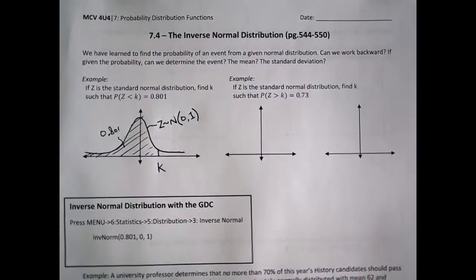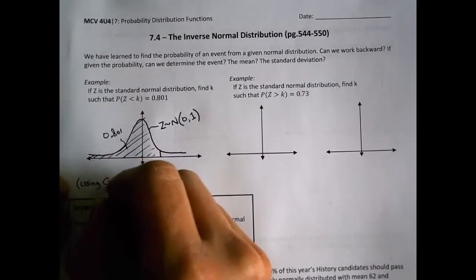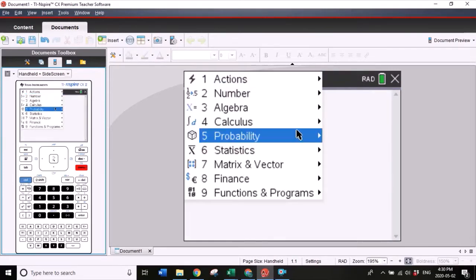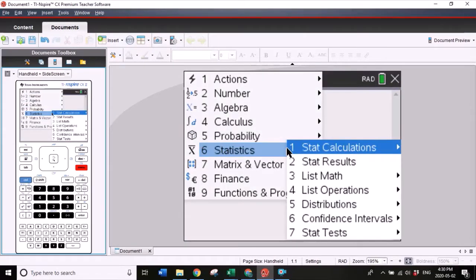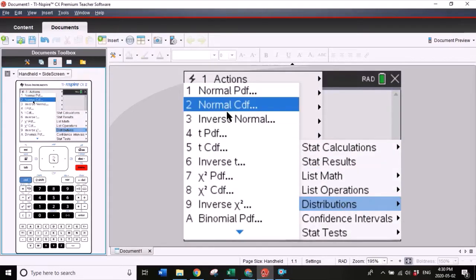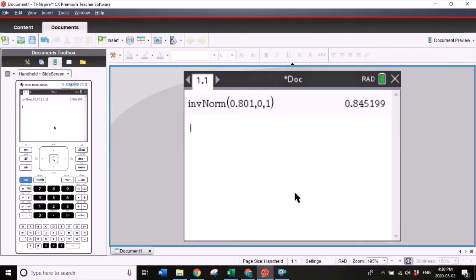Okay, so to do this, I would go into my calculator. I'm in a calculator window. And so if I want to do the inverse normal, as always, I press menu. And then I go down to statistics and I choose distributions. Now this distribution is the inverse normal distribution, so hopefully you can click the right one. It asks us for the parameters. Well, we know the area is 0.801. This is a standard normal distribution, so there's the information. I press OK, and there's my answer, 0.845.